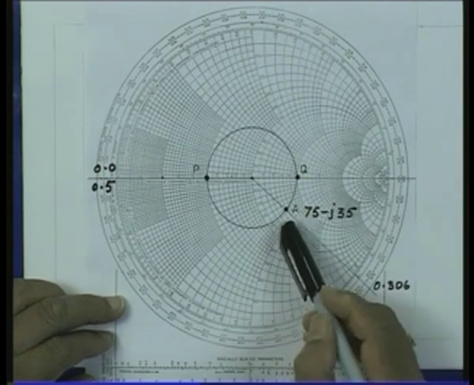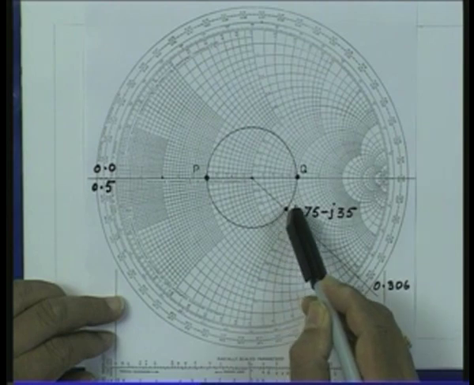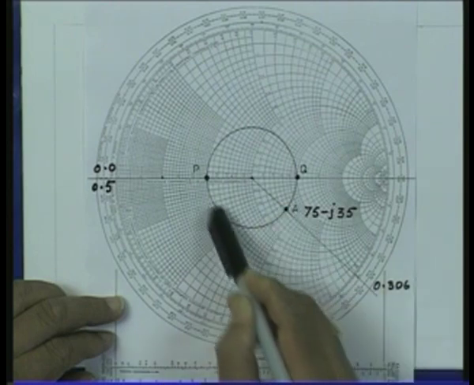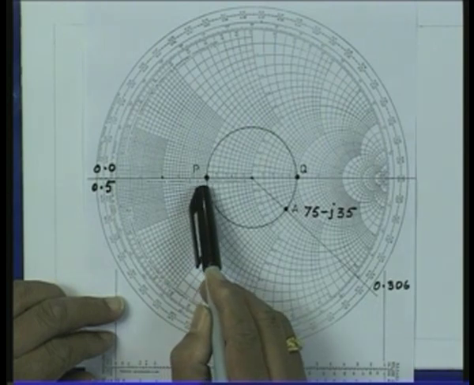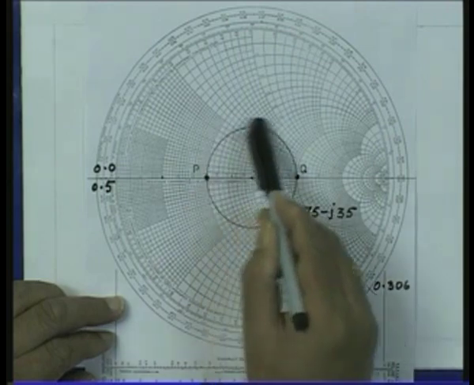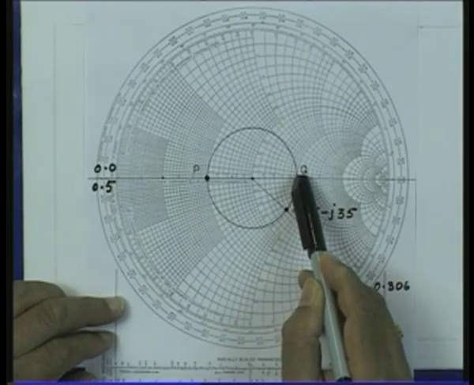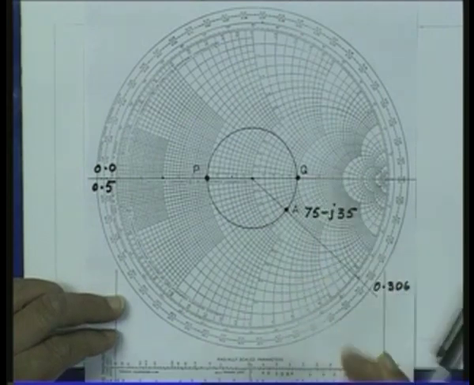So, there are two possibilities, either I insert a length of transmission line between the load and the quarter wave transformer by this, and then the impedance to be matched will correspond to this value, or I can take a distance corresponding to this and then the impedance to be matched will correspond to R max value. So, there are two solutions to this problem.